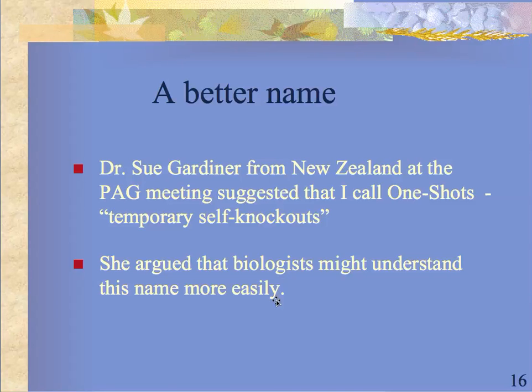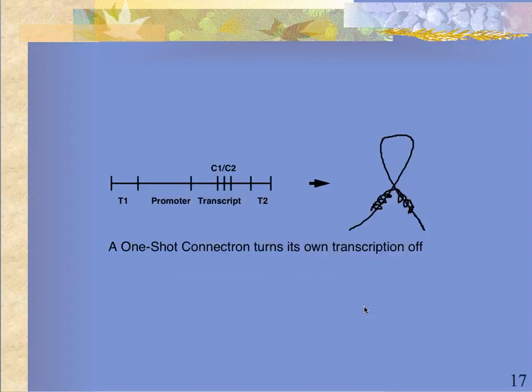So Sue Gardner from New Zealand, who I met at the Plant and Animal Genome meeting, suggested that I call these one-shots temporary self-knockouts. She said that biologists might understand this name more easily. Of course, since I trained as an electrical engineer, one-shots are parts of logical circuits, and so I tend to think of these one-shot connectrons in that fashion.